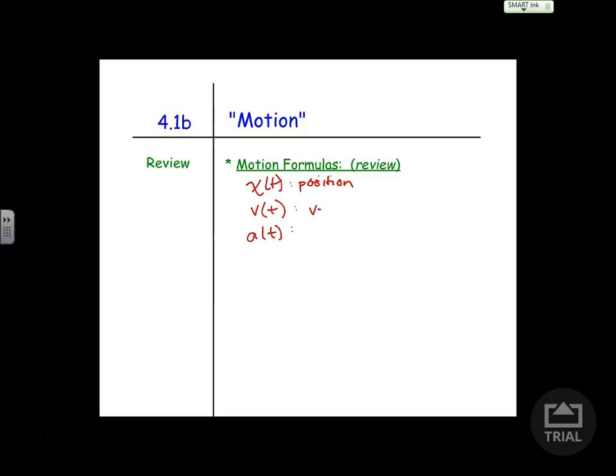But how do you find velocity? Chris already said x prime of t, right? Thank you. How do you find acceleration? The double prime of position, which is the exact same thing as the first derivative of velocity. So we have position, we have velocity, and we have acceleration.